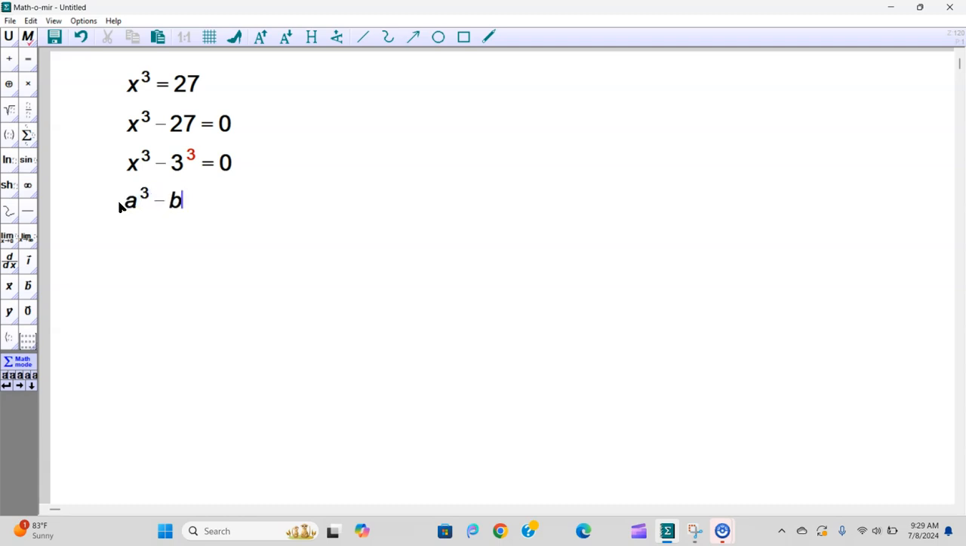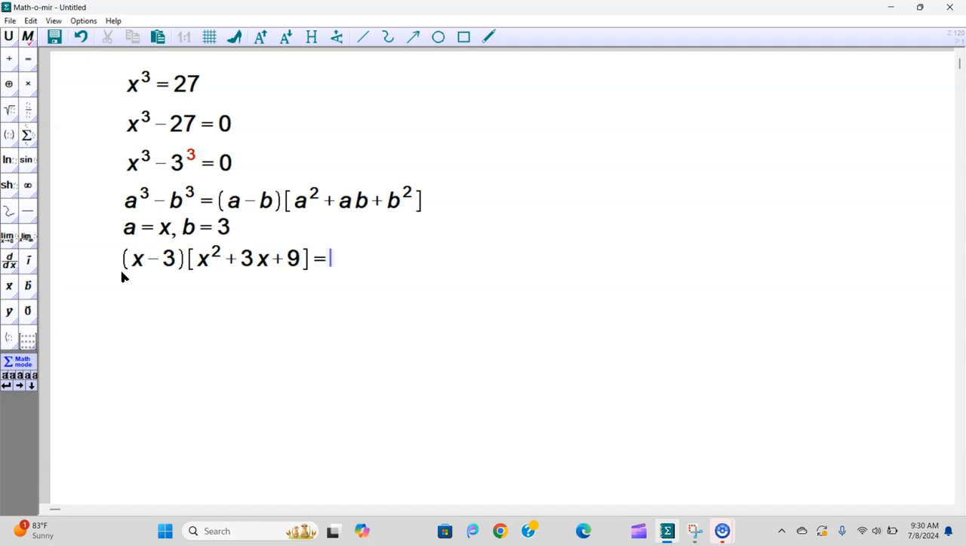When you have a cubed minus b cubed, it becomes a minus b, multiplied by the square of a, plus a multiplied by b, plus b squared. So in our case, what plays the role of a is x, and what plays the role of b is 3. On the left-hand side, x minus 3, and within brackets, you're going to put x squared plus 3x. Our b is 3, so it's going to be plus 9, and this is equal to 0.